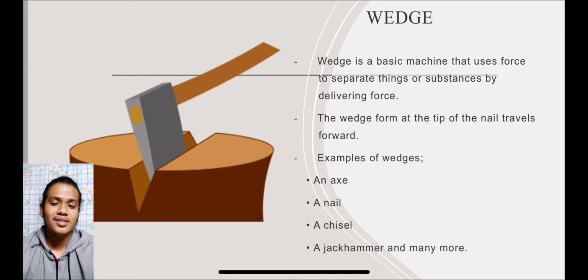The nail's power is amplified at the tip, allowing it to puncture wood. The wedge formed at the tip of the nail travels forward as it sinks into the board, forcing the wood apart. An axe, nail, a doorstop, chisel, saw, jackhammer, a zipper, bulldozer, snowplow, a horseplow, an airplane wing, a knife, fork, and the bow of a boat or ship are all common examples of wedge.